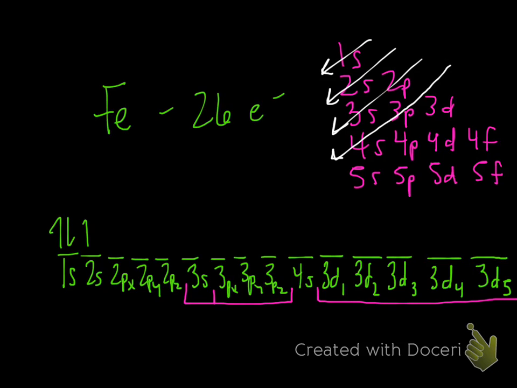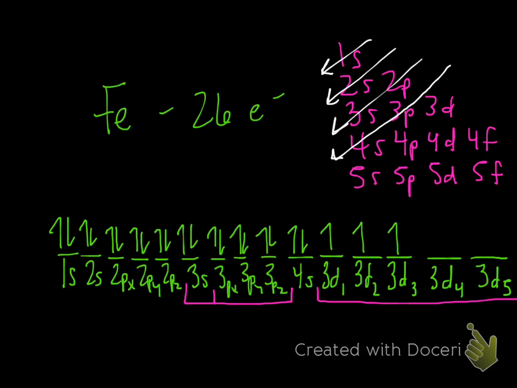We'll start off with 1, 2, 3, 4, 5, 6, 7, 8, 9, 10, 11, 12, 13, 14, 15, 16, 17, 18, 19, 20, 21, 22, 23, 24, 25, 26. That's how we would show the orbital notation for iron with 26 electrons. You'll have some practice to do on your own.